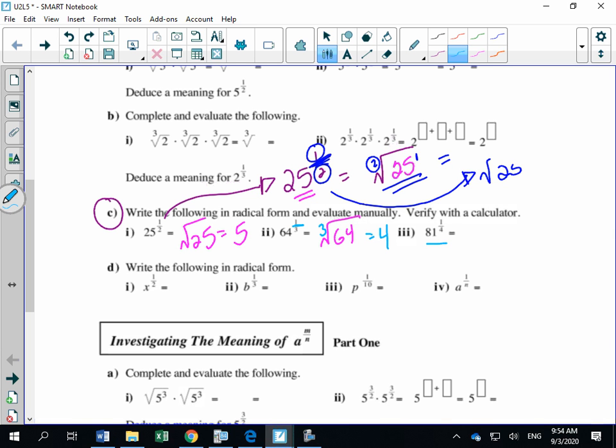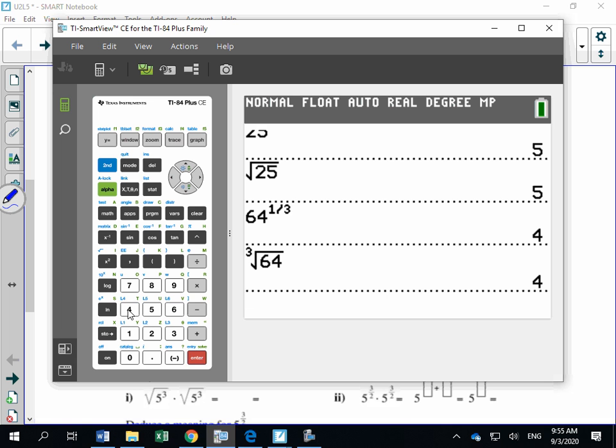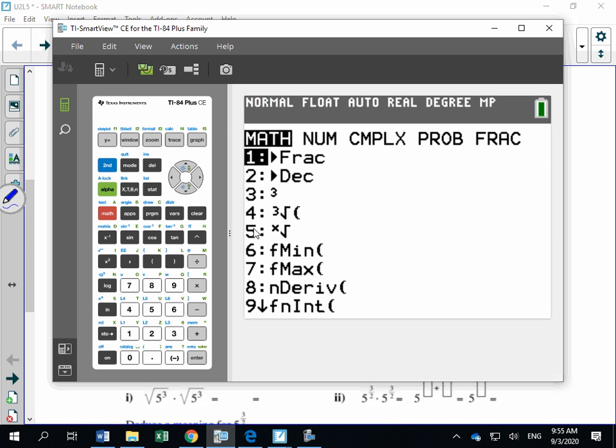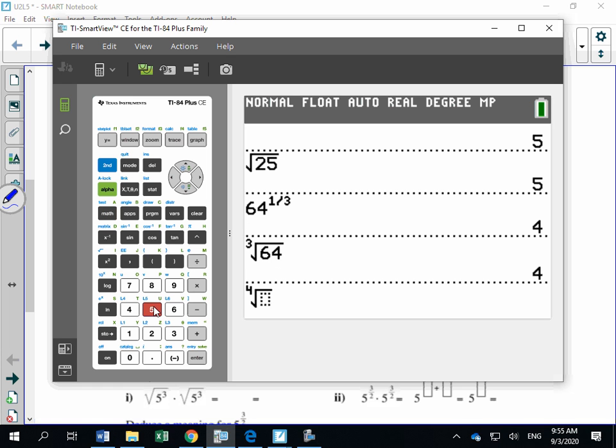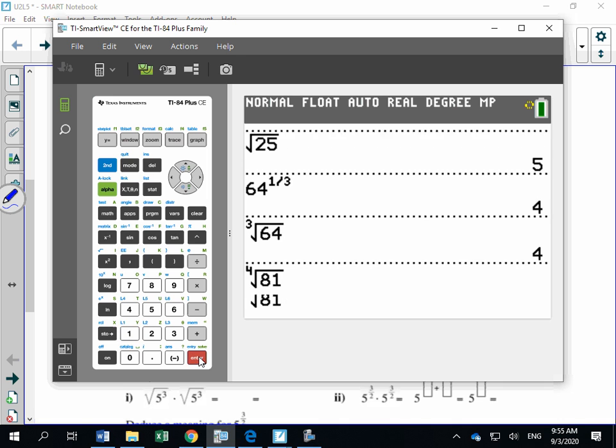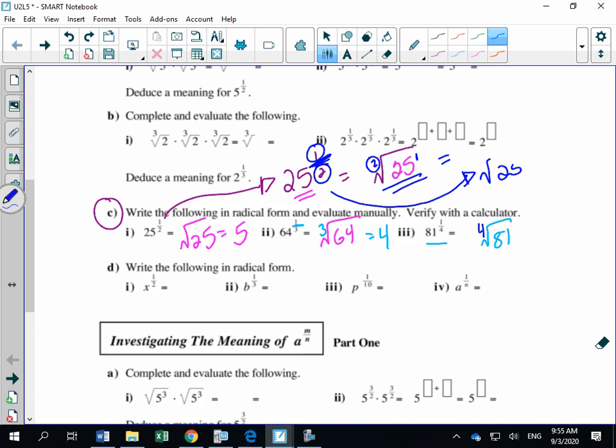81 to the power of 1/4. That would be the fourth root of 81 to the power of 1, which I'm not going to write. Let's just type in 81 to the power of 1/4. Oh, actually, no, let me show you how to enter this on your calculator. The fourth root of 81. So you're going to enter the number 4, hit the math button, and then I'm going to select 5 now. So the fourth root of 81 is 3. Okay.